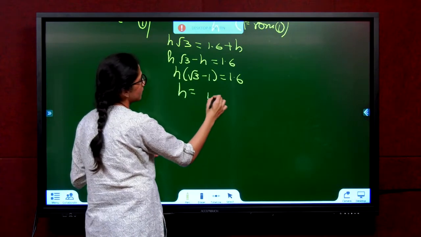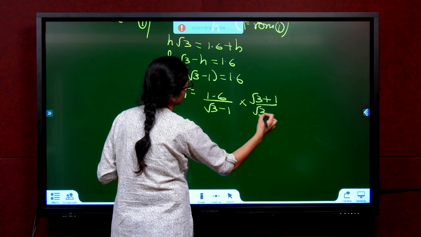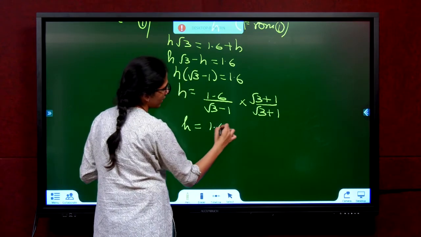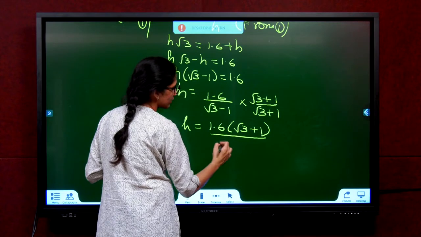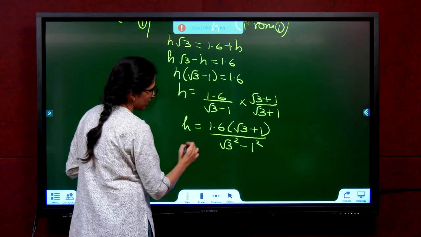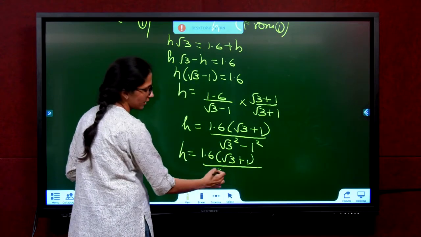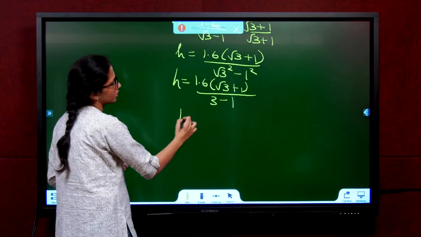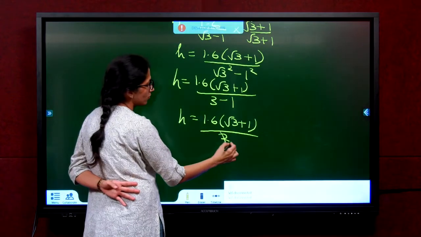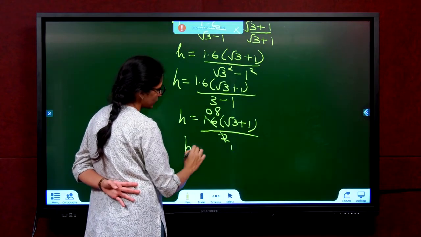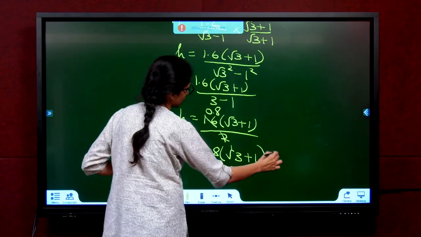H into root 3 minus 1 is equal to 1.6. H is equal to 1.6 by root 3 minus 1. Multiply and divide with root 3 plus 1. H is equal to 1.6 into root 3 plus 1. A plus B into A minus B, A square minus B square. Root 3 square minus 1 square. H is equal to 1.6 into root 3 plus 1, root 3 square 3 minus 1. H is equal to 1.6 into root 3 plus 1 divided by 2. 2 ones are 2, 0.8. H is equal to 0.8 into root 3 plus 1 meters.